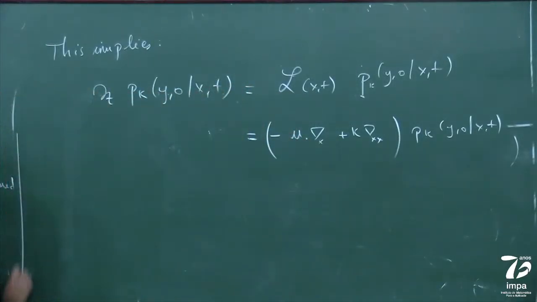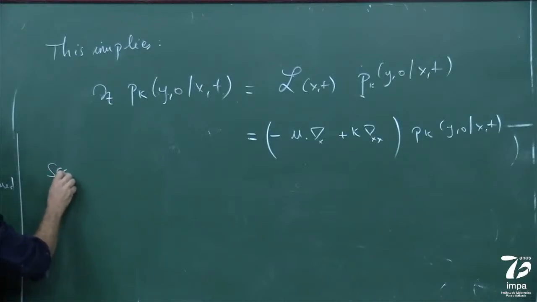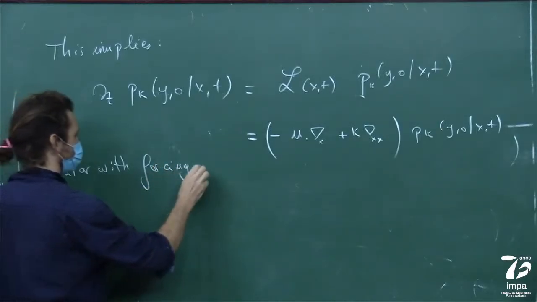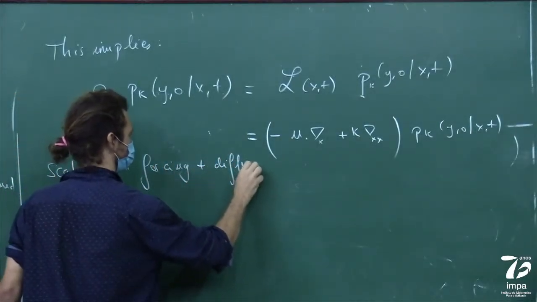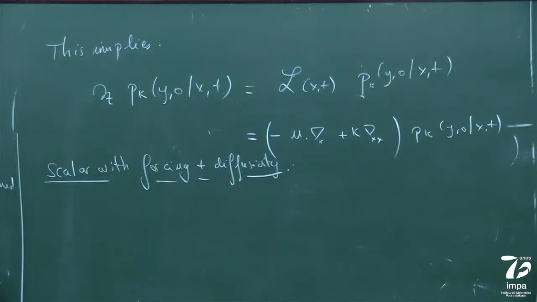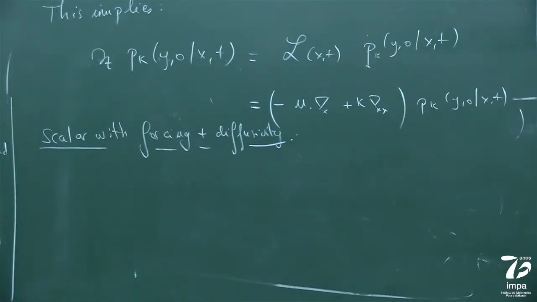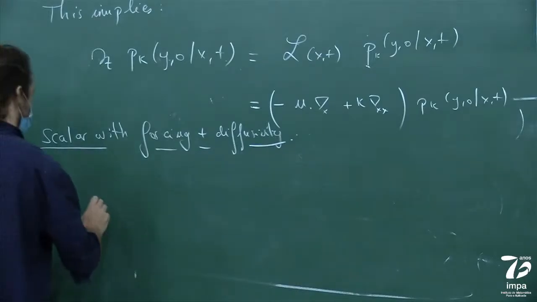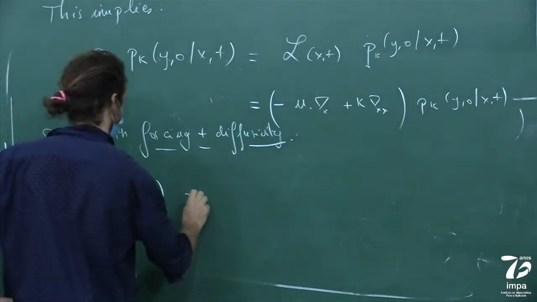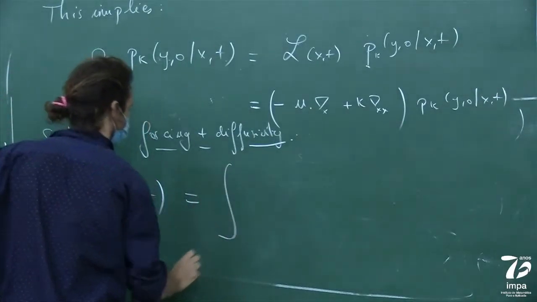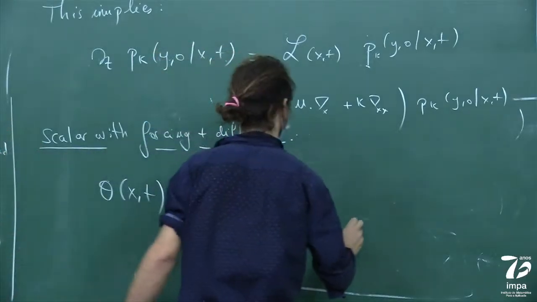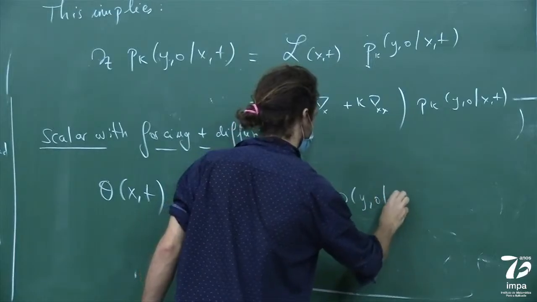And so with forcing, so scalar with forcing plus diffusivity. It will tell you that the representation is theta of xt is equal to this guy here. So I take the first part, which is exactly the same, p of y0 xt.